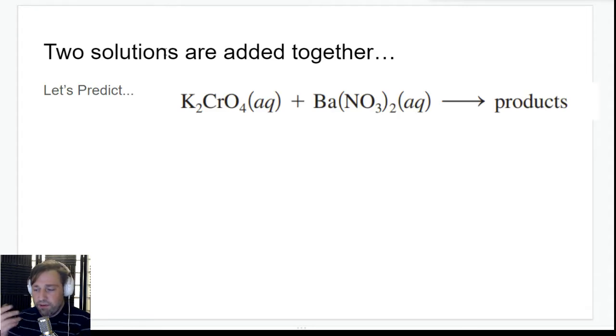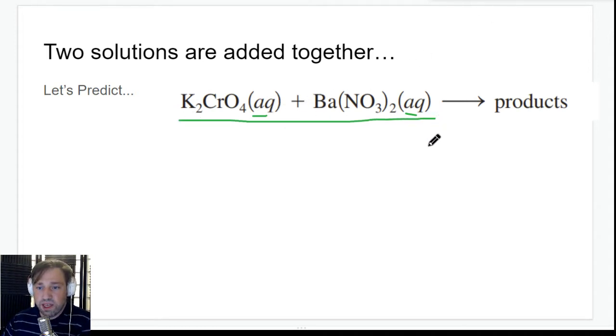And so, let's say we have a situation. We're going to pour two solutions together. We're going to have a solution of potassium chromate and barium nitrate, these two things, K2CrO4 and Ba(NO3)2. Now, remember, these are aqueous, which means that these are salts that are dissolved in water. And just as a quick reminder, this side is going to be our reactants. We have the yields arrow pointing this way, and then products are going to be here.